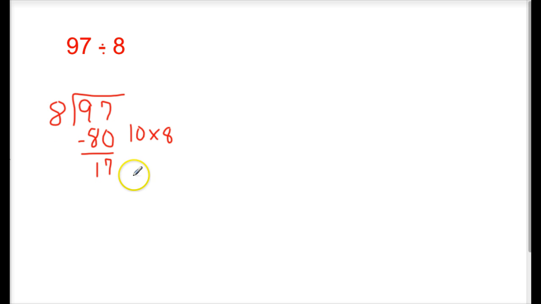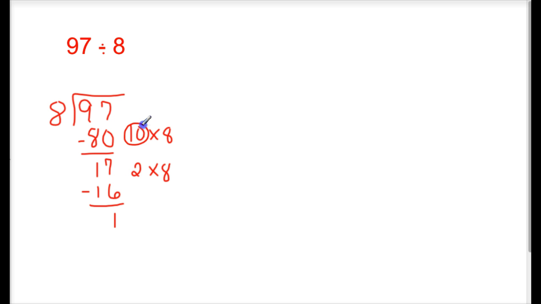So I'm using what I know, my basic facts. I can use 2 times 8. That will give me 16, so I can put that here. And I would be able to subtract now. 17 minus 16 would give me 1. I'm looking at my divisor, 8. I can't take out any more groups of 8. So this 1 is going to be my remainder.